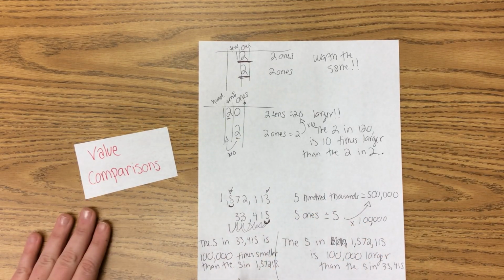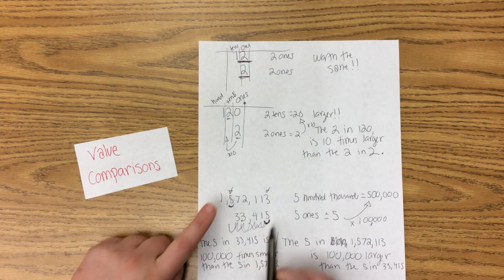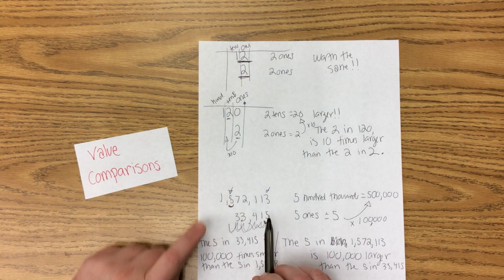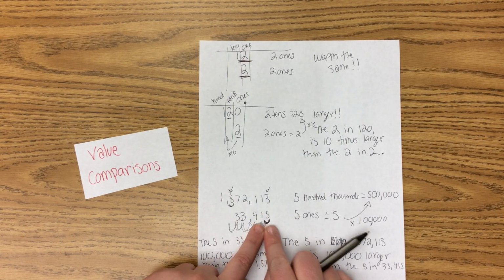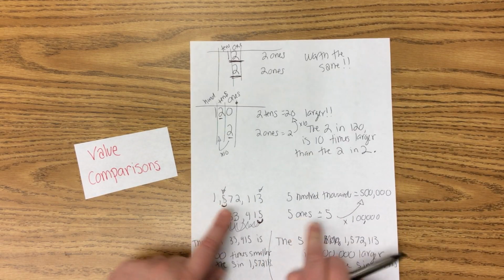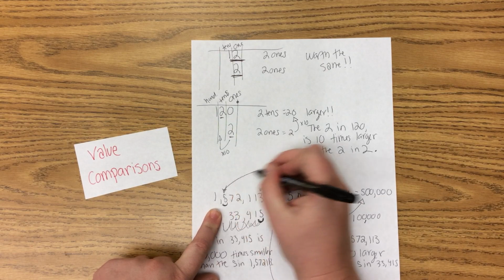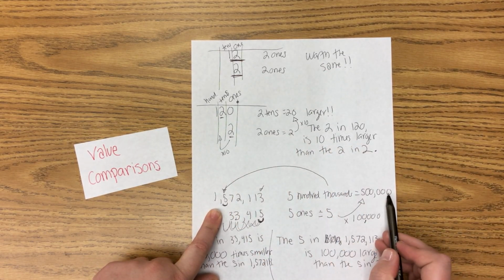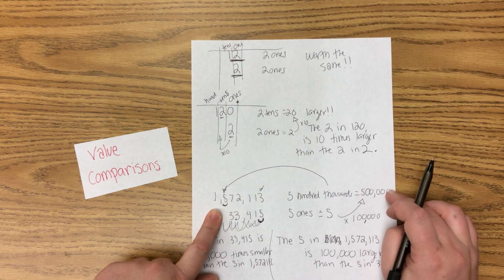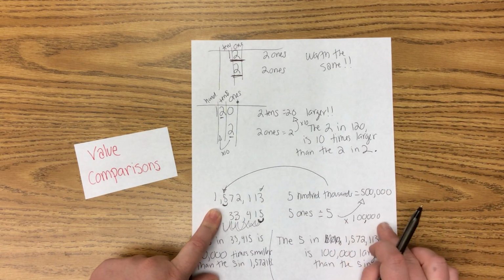So we're looking at the differences between numbers as we compare their value. And really we do that by looking at where they fall in the place value chart and identifying what each one is worth. So this 5 is worth 5. This 5 is worth 500,000. And then you're comparing their difference. Which one is larger? The 500,000. By how much? By 100,000 times.